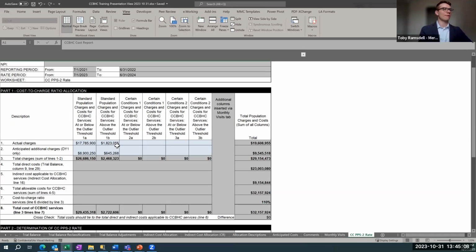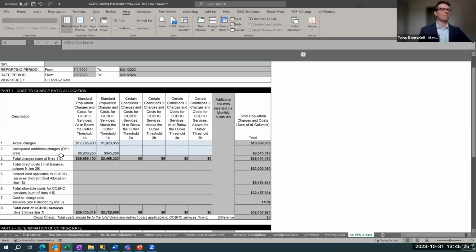Now you'll also have the charges above the outlier threshold. That'll be reported in part 1B. And again, that will be for the reporting period. What is the dollar amount of charges for claims that exceeded the outlier threshold?